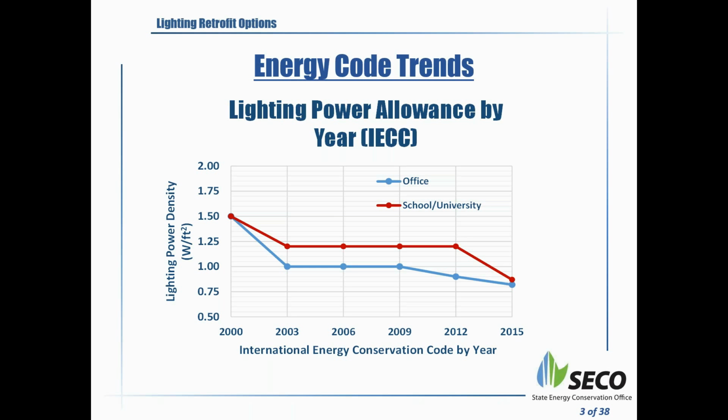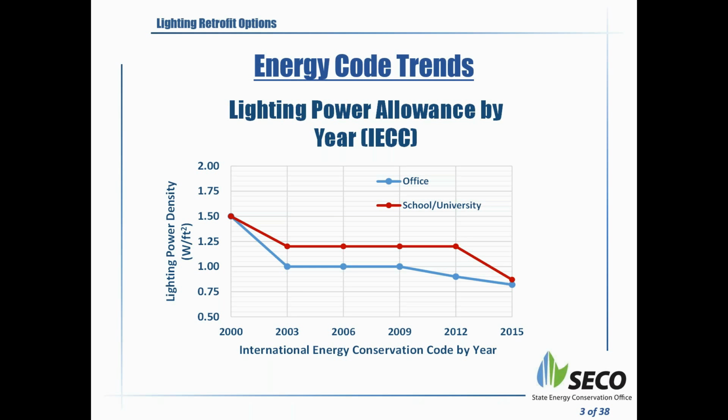I just wanted to give you all a little trend to let you know that back in 2000, when the International Energy Conservation Code was enacted, the lighting power density, which is watts per square foot, which you see on this y-axis over here, was around about 1.5. So for general offices, commercial, schools, and universities, you were allowed to have 1.5 watts per square foot. You can definitely see the trend.